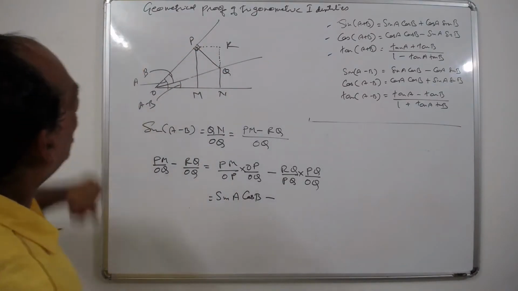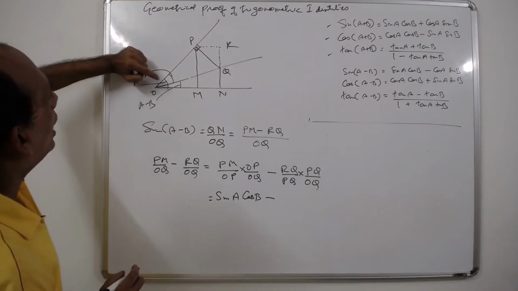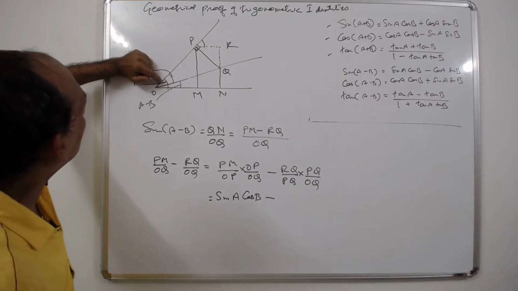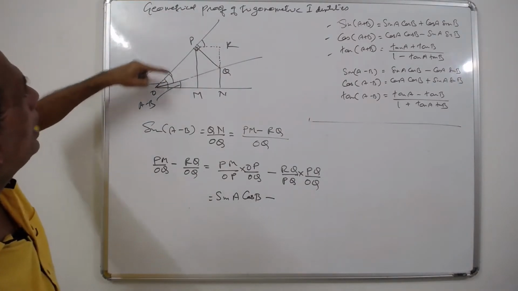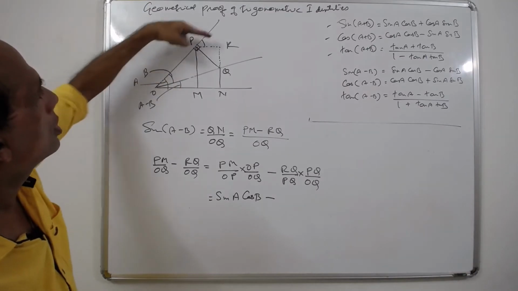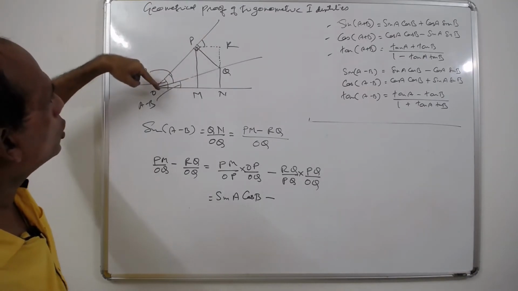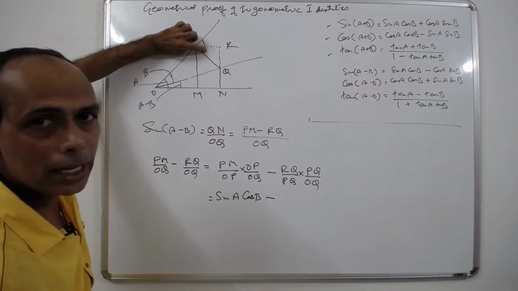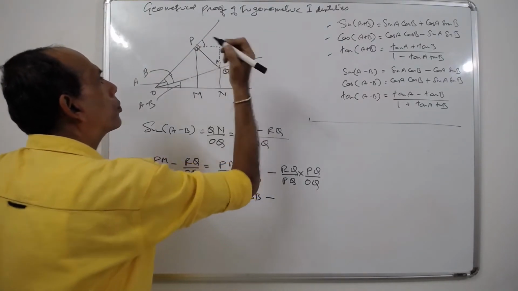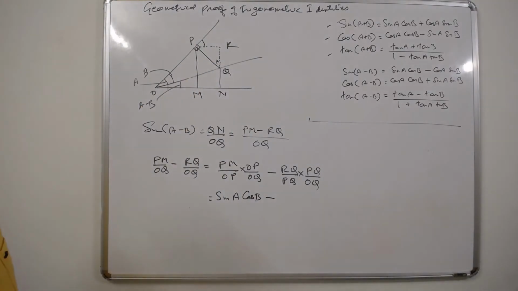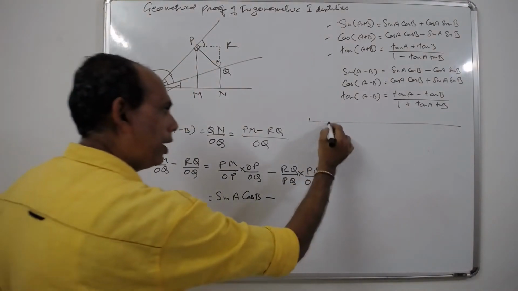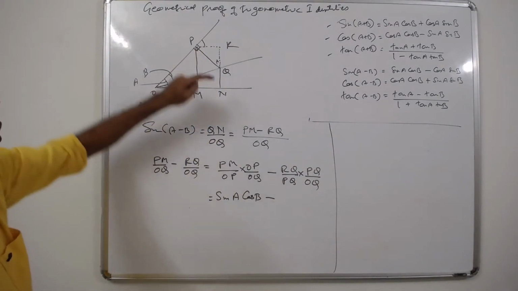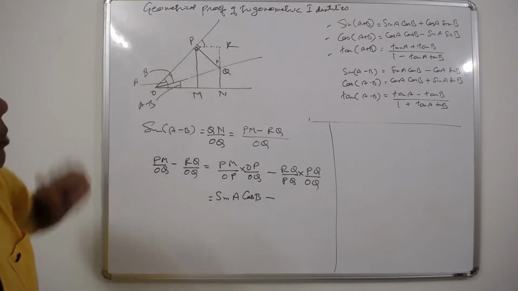Here there's something I have not told you. Look here. If this is angle A, this is also angle A, because they both become corresponding angles of the parallels. If that is so, this angle is 90 minus A. If this is 90 minus A, this is also A. So we have got two similar triangles again. I'll come to that. Now let us see what is RQ upon PQ. RQ upon PQ is my cos A.